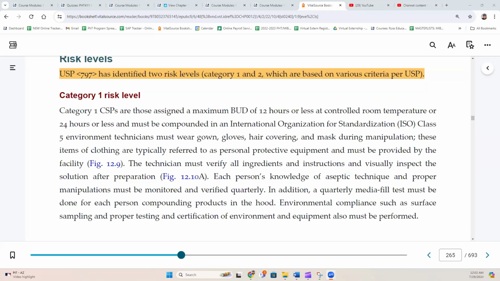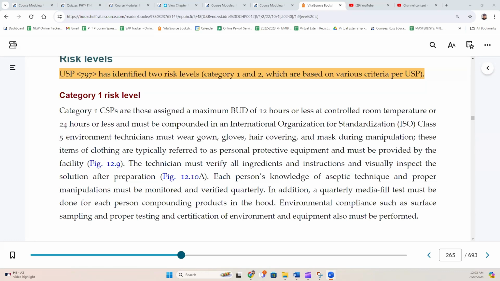Category 1 CSPs are those assigned a maximum BUD of 12 hours or less at controlled room temperature or 24 hours or less refrigerated, and must be compounded in an International Organization for Standardization Class 5 environment. Technicians must wear gown, gloves, hair covering, and mask during manipulation.